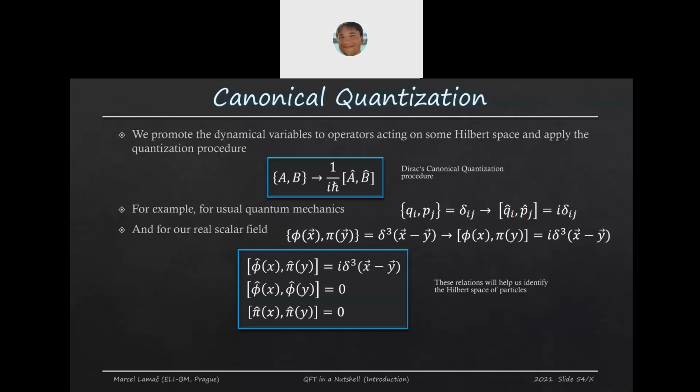This canonical procedure is general. This is not just talking about field theory. This could also be used to quantize classical mechanics. So this is Dirac's canonical quantization procedure.